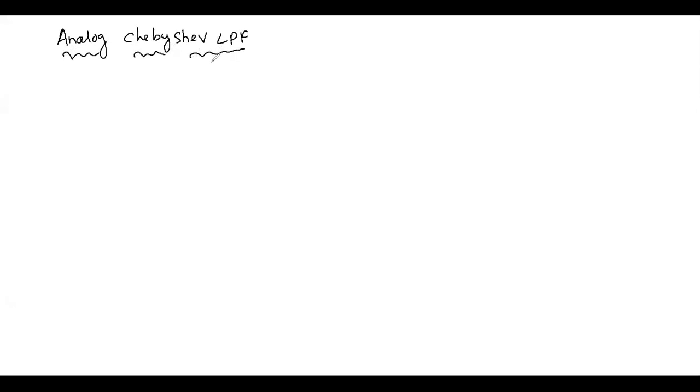Now, this analog Chebyshev low pass filter is of two types. That is your type 1 filter and a type 2 filter. Now, how can you categorize this type 1 and type 2? I will explain. Let's see.